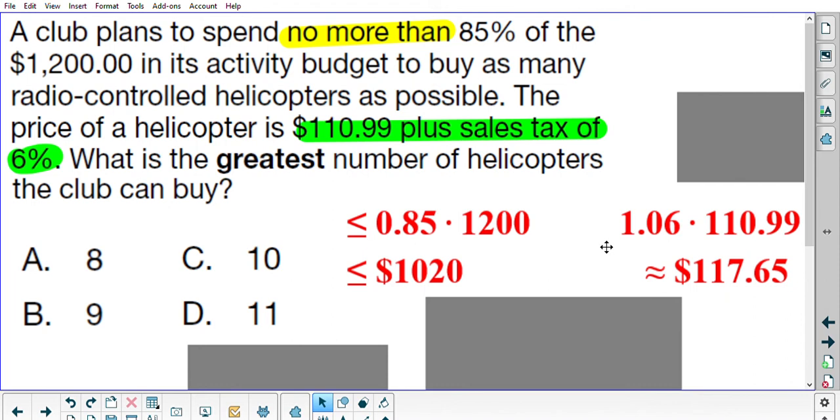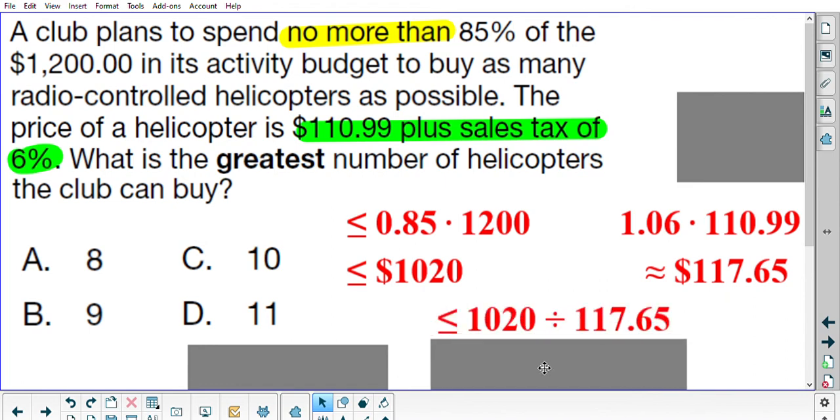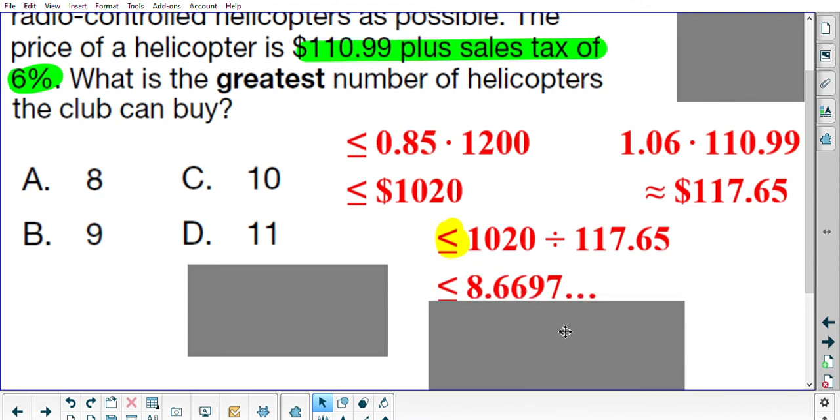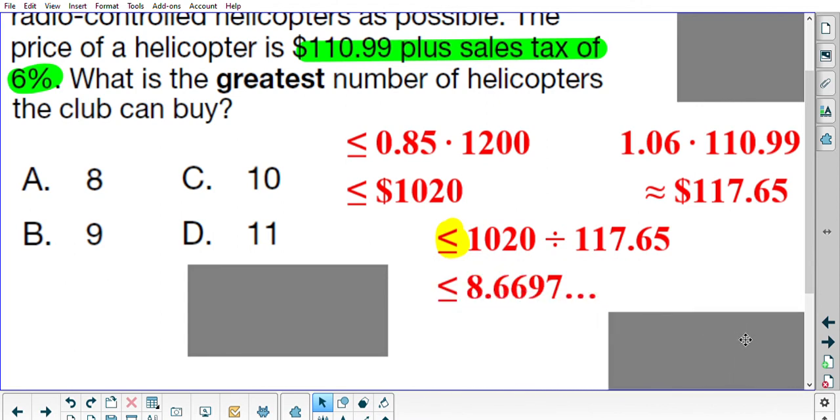Now, we're not done. We have to find the greatest number of helicopters that the club can buy. So we can take the total amount that they are willing to spend and divide by the price of each of those helicopters. But remember, they want to spend no more than the $1,020. So that's less than or equal to. I'm going to keep that in mind. So if I divide, I'm going to get 8.6697, and so on.